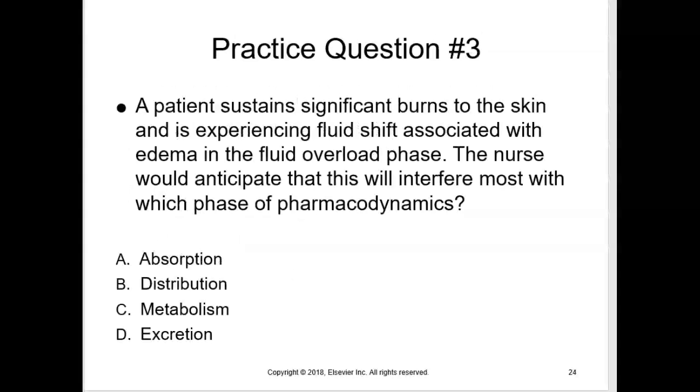The correct answer for question 3 is B as in boy. Distribution is the process by which the drug becomes available to body fluids and body tissues. Drug distribution is influenced by blood flow, the drug's affinity to tissue, and the protein binding effect. This distribution can be affected by the effects of edema in the fluid overload phase.